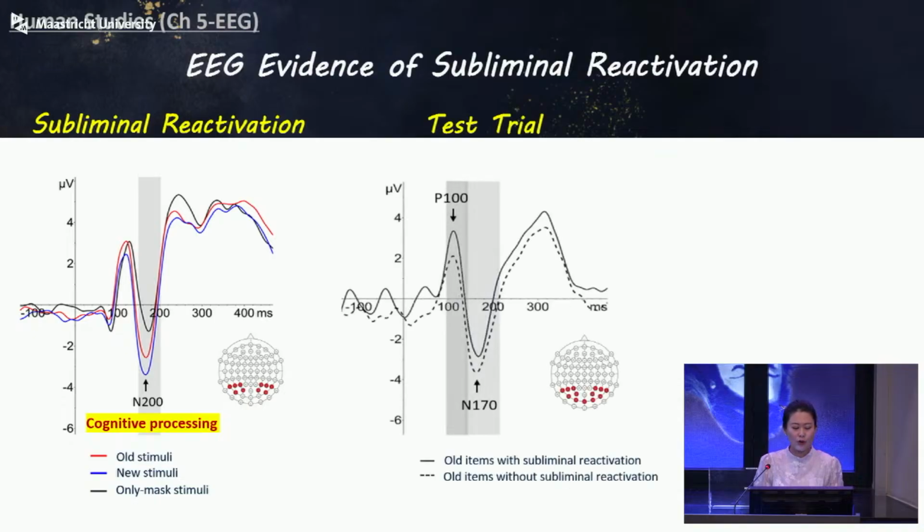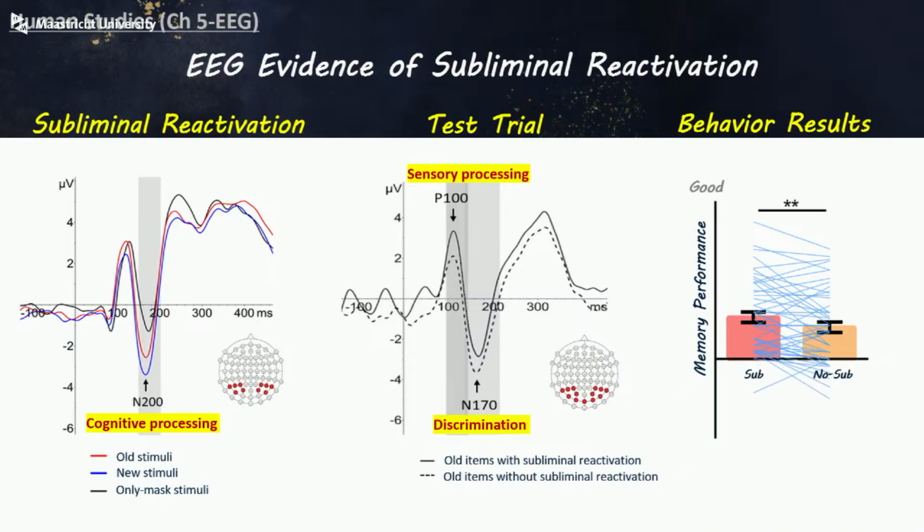In the test trial, we recorded P100 and N170 in the parietal and occipital region. The solid line represents old items with subliminal reactivation. The dotted line means old items without subliminal reactivation. We found subliminal reactivation triggered a more positive P100 and a less negative N170. The enhanced P100 suggests subliminal reactivation accelerated sensory processing. The reduced N170 suggests that subliminal reactivation accelerated discrimination during memory recognition.